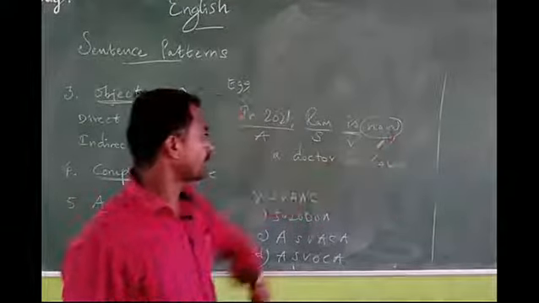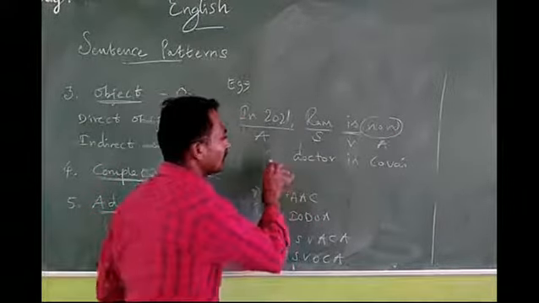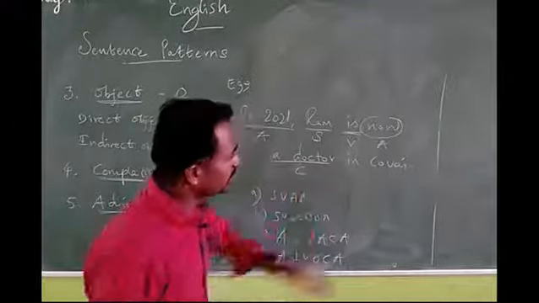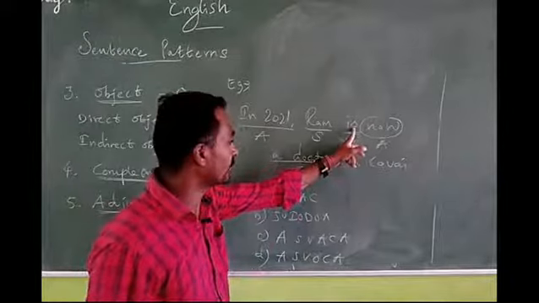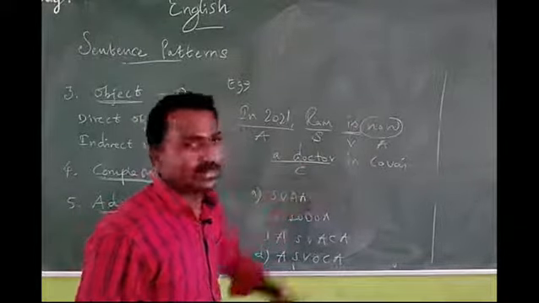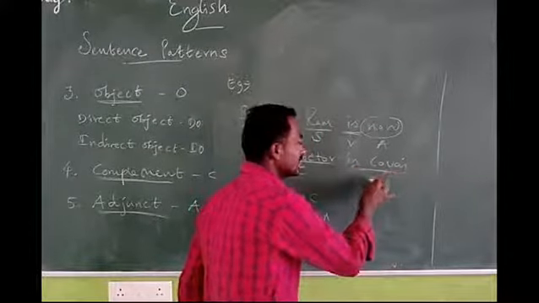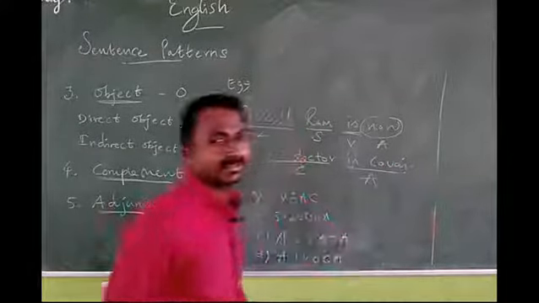Now, agent. And doctor is a predicate noun. Who is Ram? Doctor. What is Ram? Doctor. And also be verbs. Only a single be verb is here, that's why it is a complement. And the end word is a place, with a preposition of place. That's why I have agent here.